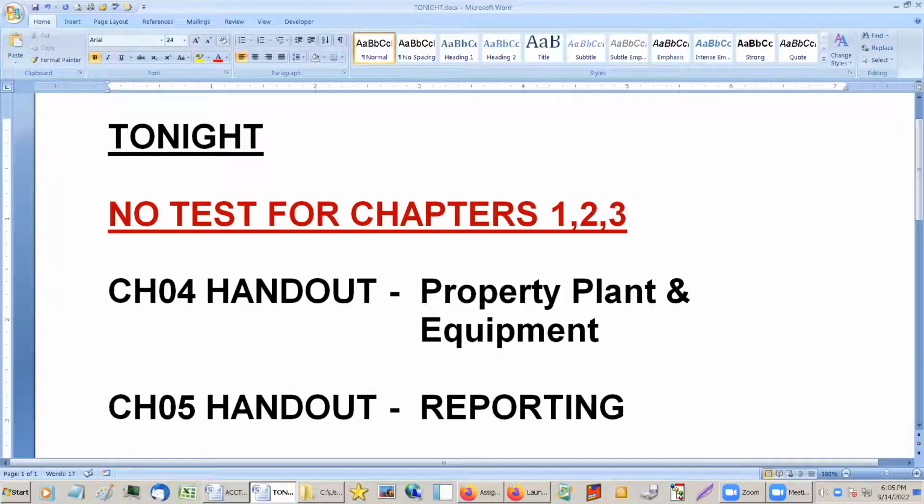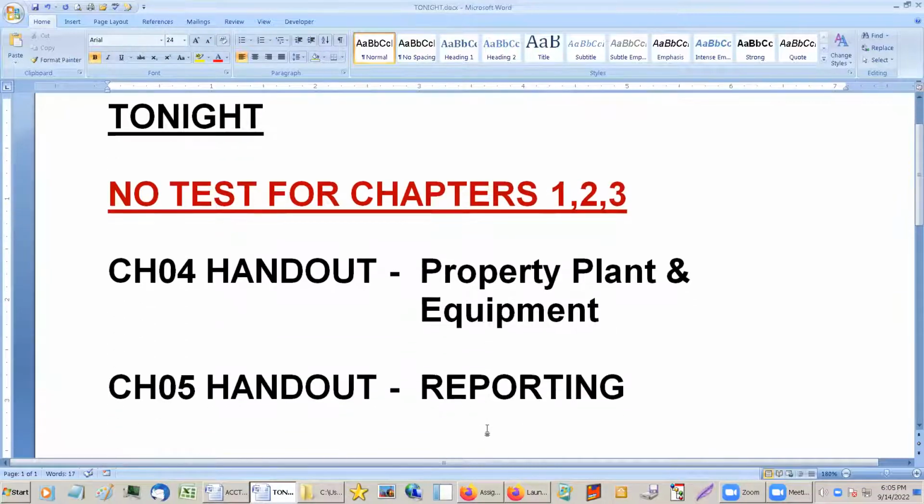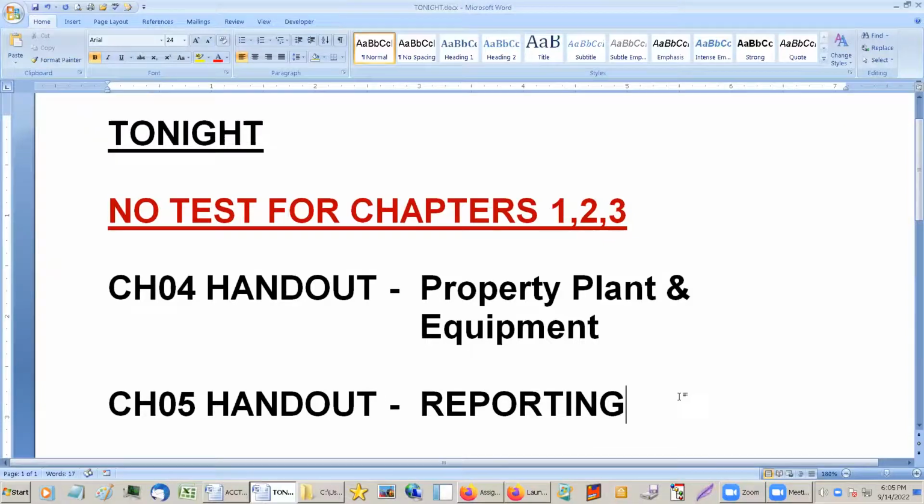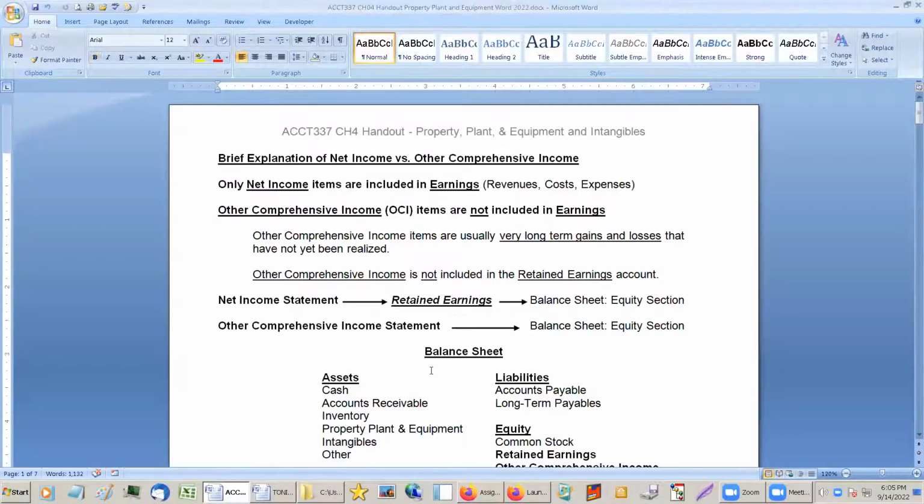I'll say reporting. And that's for sort of like auditing and how they do their, when they're issuing their financial statements. Okay.